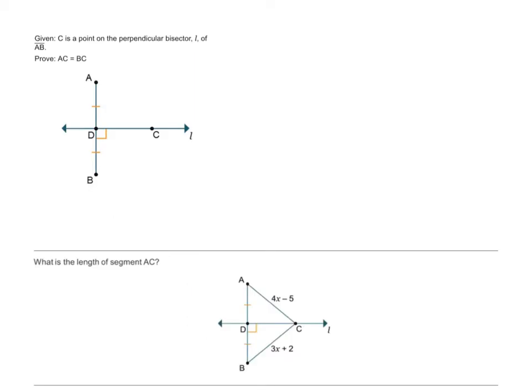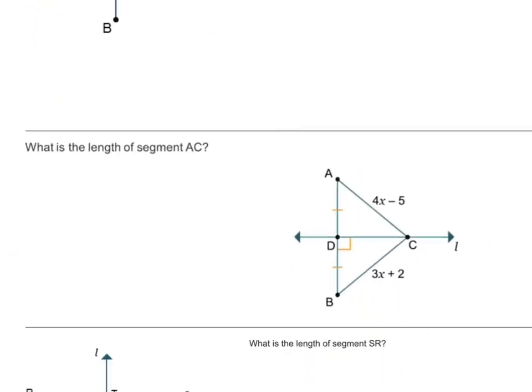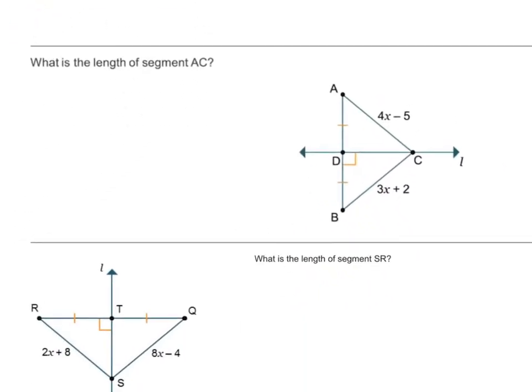Okay, on the next page, this proof here is the exact same thing that we had before. Given C is a point on the perpendicular bisector L of AB, prove that AC is equal to BC. And that's the same thing we just did. So now I'm just going to answer a couple questions and finish up this video. And it's asking us in this problem here, what is the length of segment AC?